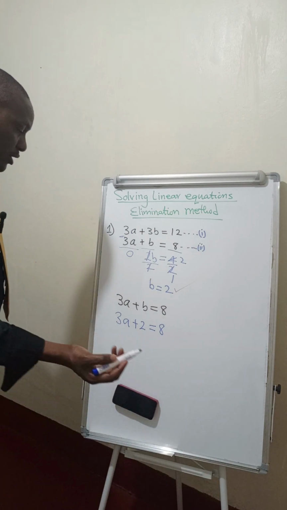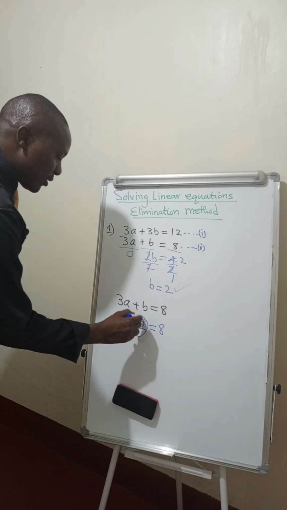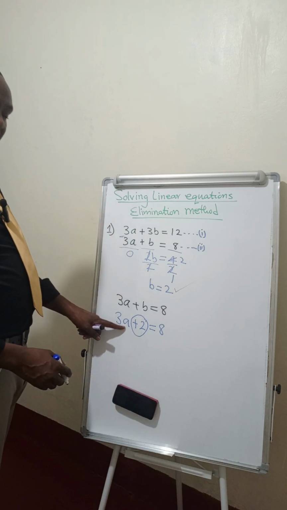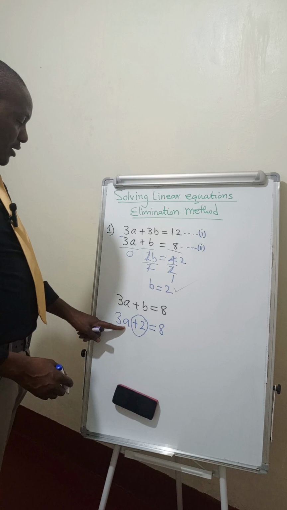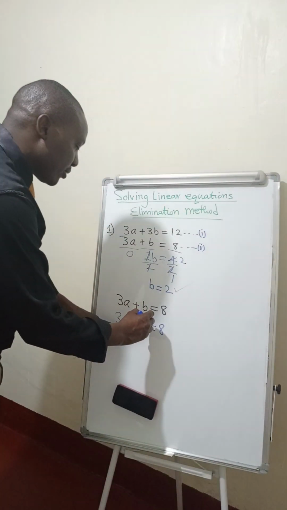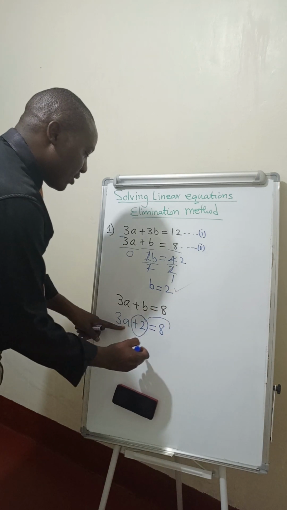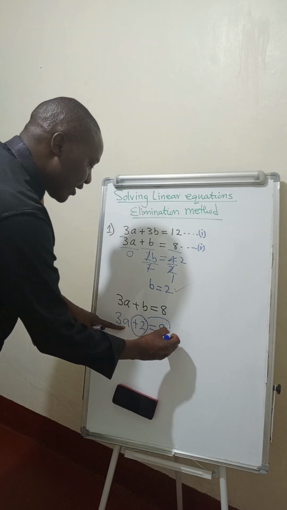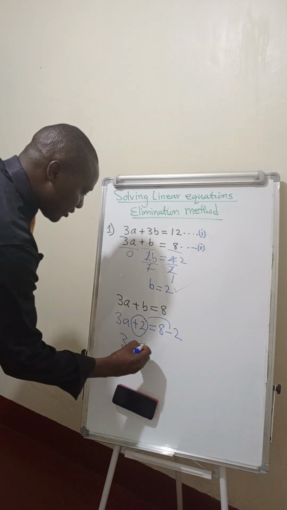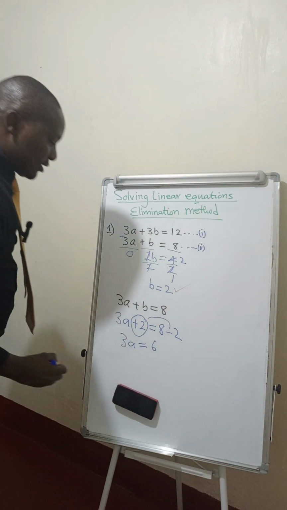As usual, the knowledge of algebra. As we collect the like terms, the first term is 3A, the next term is the knowns, which is plus 2. Let's bring it to the other known, 8. This will be minus 2. So we have 3A is equal to 6.